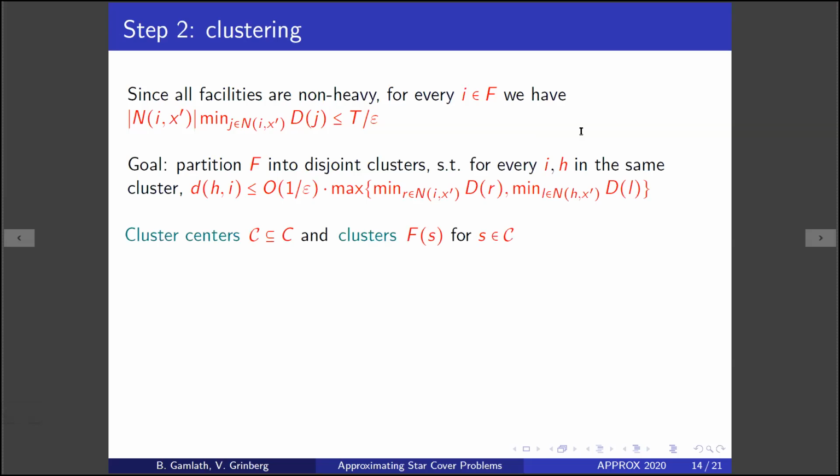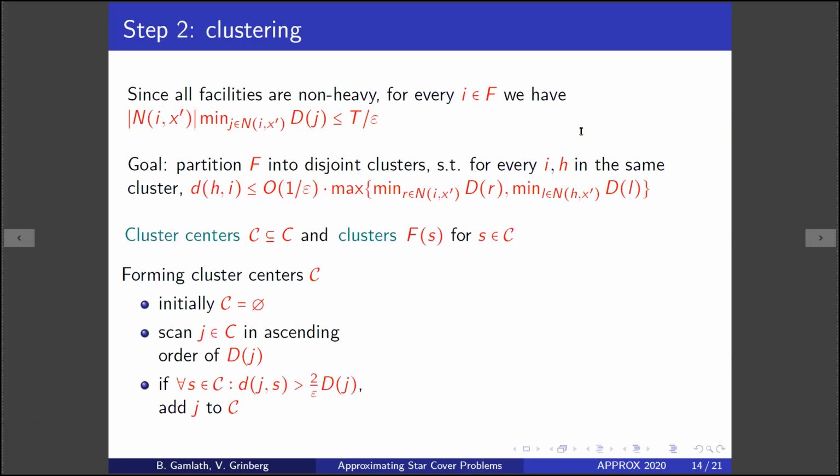The clustering is done in two steps. First, we decide which clients will be cluster centers, and then we assign every facility to the corresponding cluster center. Cluster centers are chosen as follows. We scan clients in ascending order of their average distance and make a client a center if it is sufficiently far from all previous cluster centers.